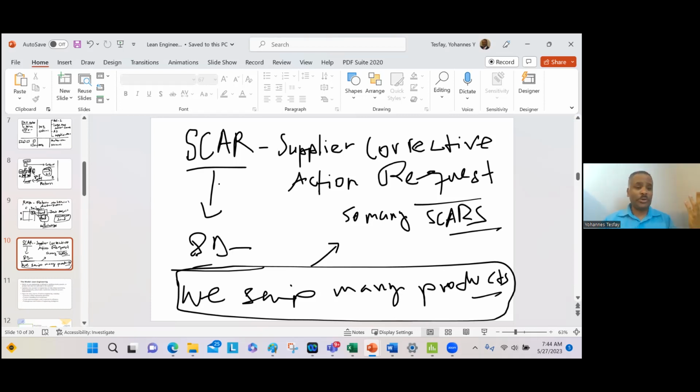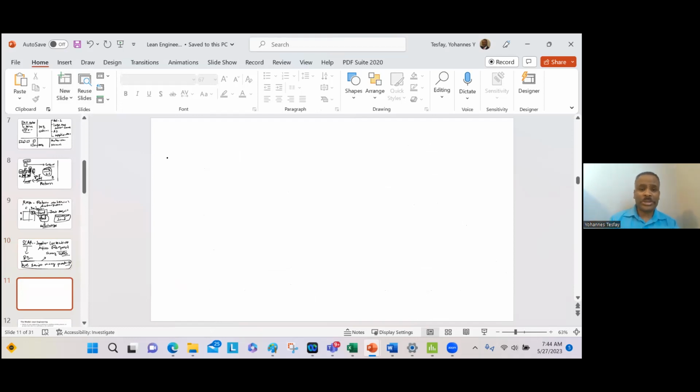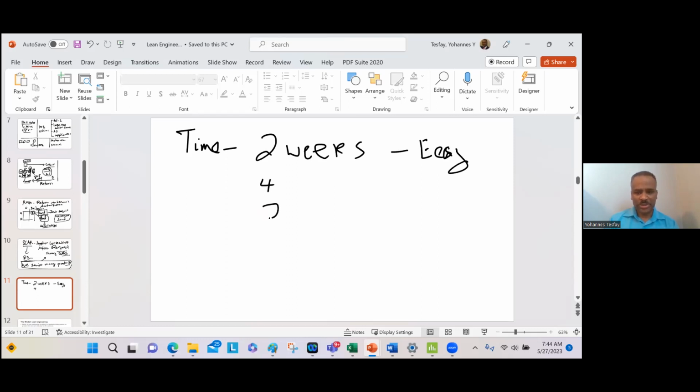So how long can these SCARs take? Those SCARs could take a lot of time, maybe 2 weeks if it's very easy. Otherwise 2 weeks, 4 weeks, 2 months, 4 months, 6 months, a year, 1.5 years, 2 years. It depends upon the problem.